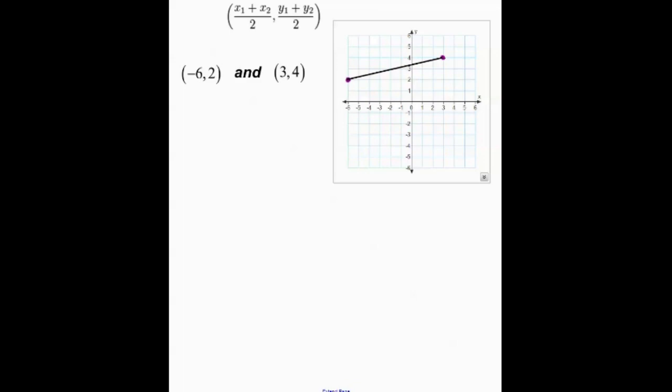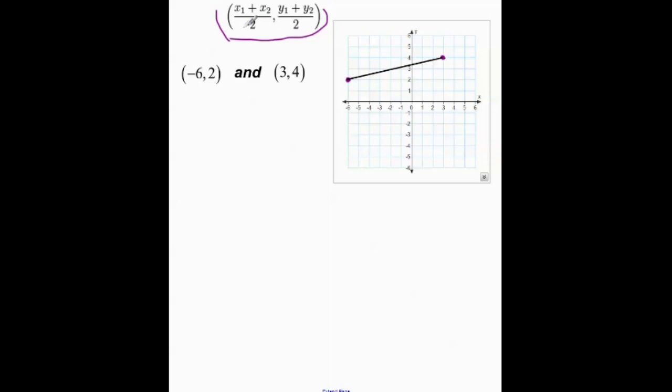This is a review from algebra, and the midpoint formula is nothing more than finding the middle point of this line segment, where it splits it exactly in half. I'm going to find the midpoint between these two coordinates, -6, 2, and 3, 4, and use the midpoint formula right here that I clipped off the web.